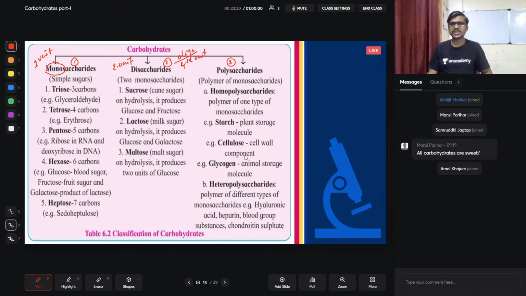And the last one is polysaccharide. So more than 12, more than 20, more than 100 units can be there in a single chain, and it is called a polysaccharide.